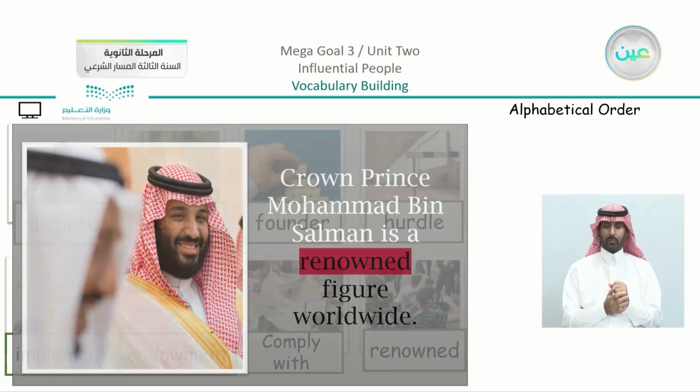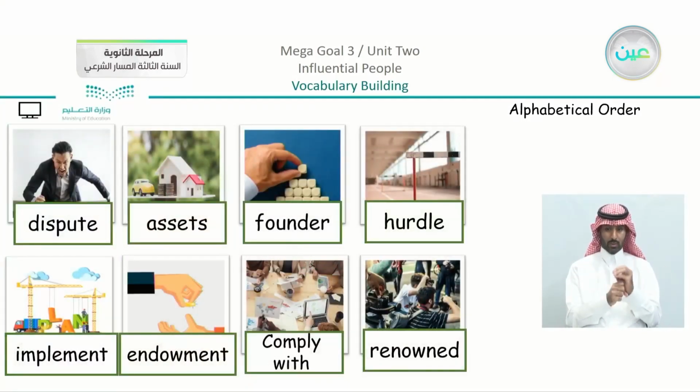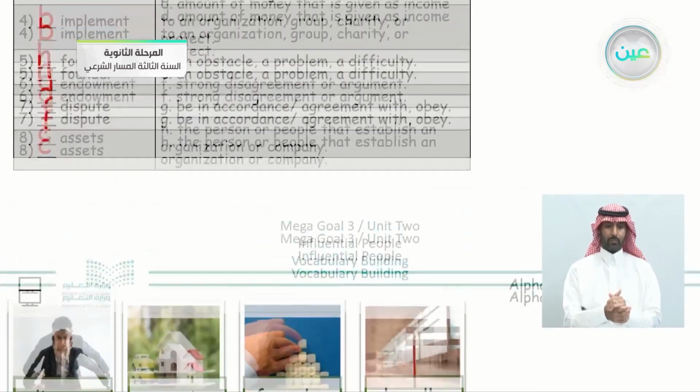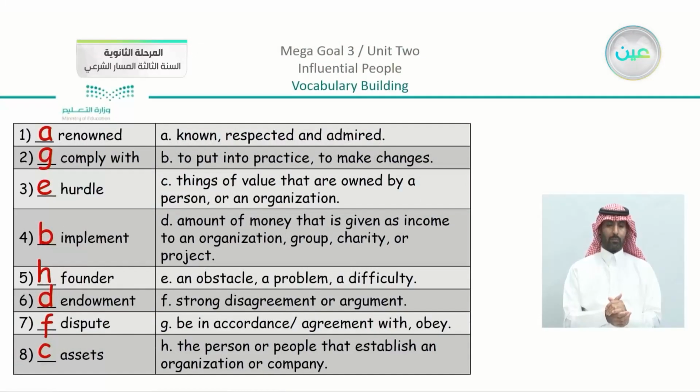Now we have here the words that we studied in the vocabulary lesson. Moving on, we had the match as we did in the exercise. Just to check your answers, we have the answer A, G, E, B, H, D, F, and C, in order in the table that you have in your book.